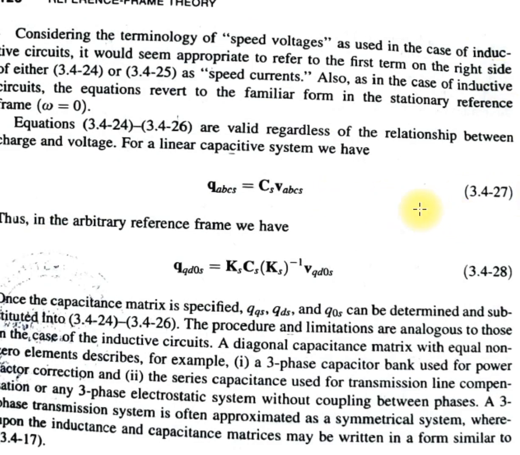So hence we can say that for a linear capacitive system, we have Q of ABC is equal to Cs into V of ABC. And if you want to convert this into the arbitrary reference frame, then Q of QD0S is equal to Ks into Cs into Ks inverse into V of QD0S.